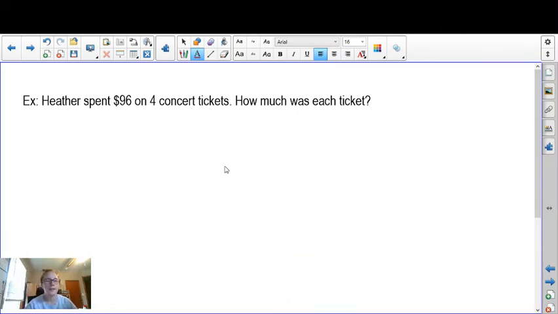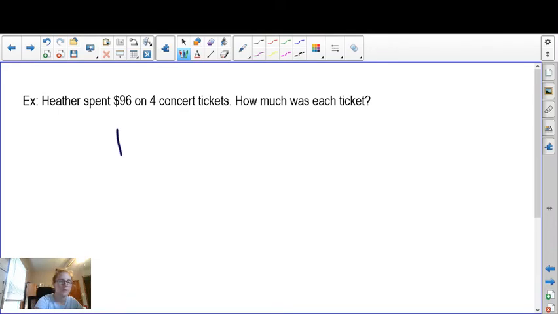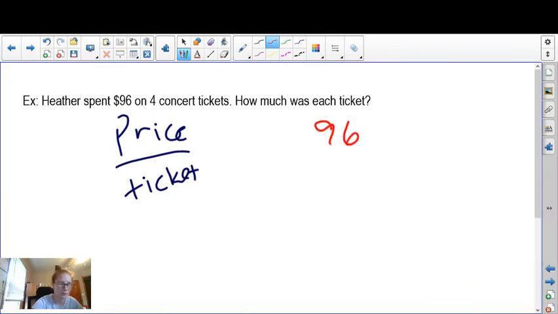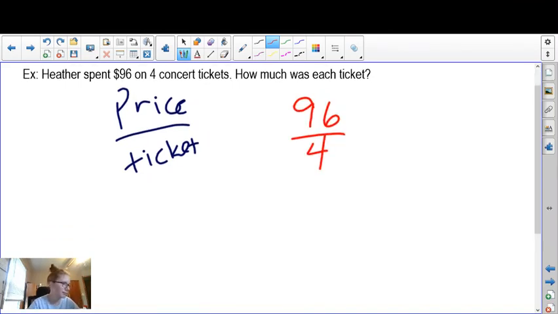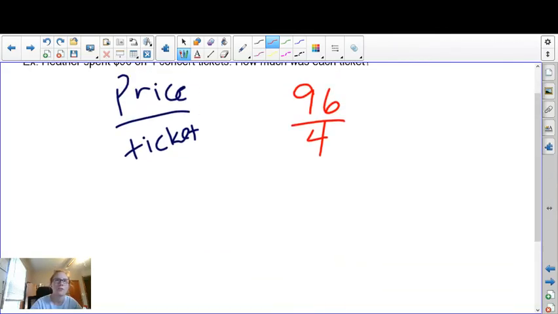All right, Heather spent $96 on 4 concert tickets. How much was each ticket? And we're going to start with our price per ticket. So I had 96 divided over my 4. So we know we can divide it, and yeah, I don't know what that division is off the top of my head. So let's work it out.